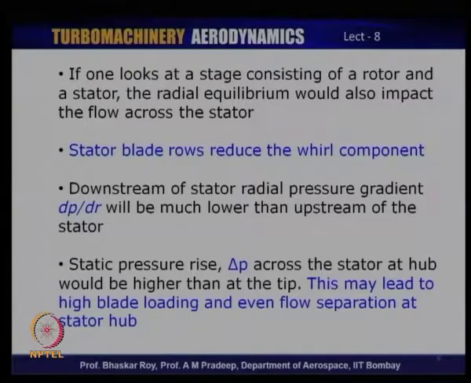Downstream of the stator, the radial pressure gradient dP/dr will be much lower than upstream of the stator. We had seen exactly the opposite happens in the case of a rotor. The static pressure rise delta P across the stator at the hub would be much higher than at the tip. In the rotor, we had just seen it was exactly opposite. At the hub, it was much less than at the tip. Across the stator, it will be high at the hub and low at the tip. Now, this may lead to a high blade loading near the hub sections and even flow separation.